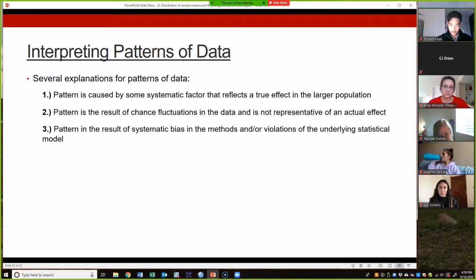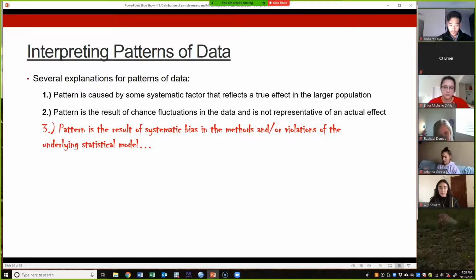Or it's possible that what I'm looking at doesn't follow the distribution that I think it does. And what happens if I have violations in my underlying statistical model? If my assumed distribution doesn't actually follow the distribution of what I'm actually looking at, what kind of distribution do we have?